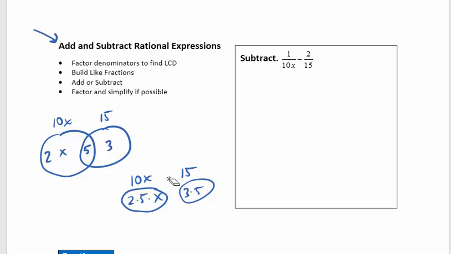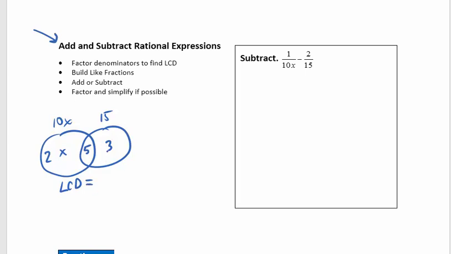Once I get this Venn diagram set up, it's going to make it really easy now to find the common denominator and also to build like fractions. So once I get my Venn diagram set up, the lowest common denominator, or LCD, is just all of these factors in the Venn diagram multiplied together. So that's going to be 2 times 5 times 3 times x. And I'll just go ahead and multiply that together. 2 times 5 is 10. 10 times 3 is 30. So my common denominator here is 30x.